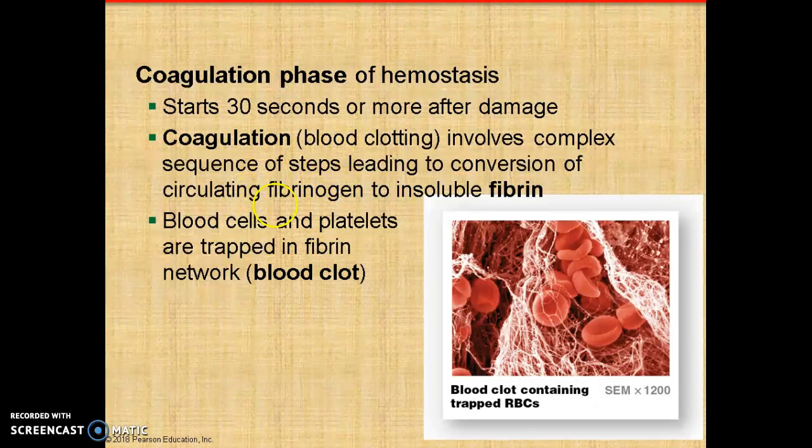The third phase is the coagulation phase. Here in this picture you can see that it looks like some sort of thread is capturing these red blood cells, and that's exactly what it is. This starts about 30 seconds or more after the damage, and there is a cascade of events that will convert that circulating fibrinogen, that's a plasma protein, and it's soluble, but the cascade of events will cause it to become insoluble, and so these fibrin threads come out of solution and catch the red blood cells to form a clot.